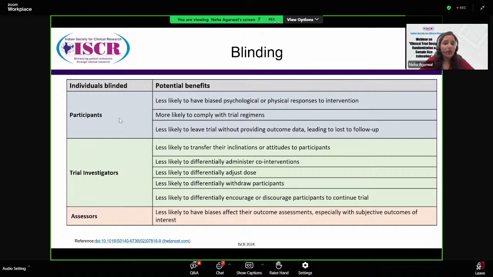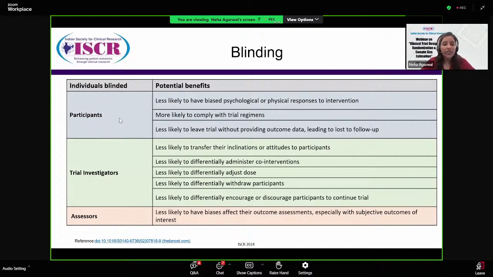Then participants are more likely to comply with trial regimens when they are blinded, because they're not aware which drug they are given. So they are less likely to leave the trial, and more likely to comply with the trial. This is just a glimpse of how it is beneficial if participants are blinded.